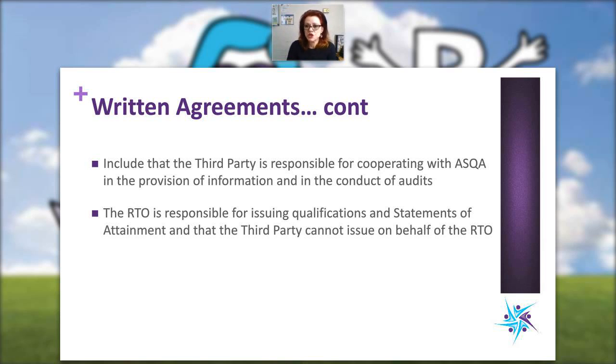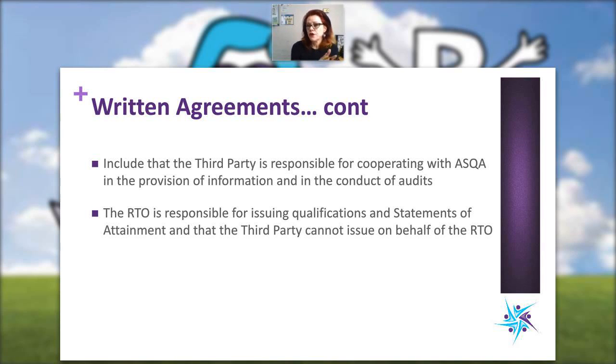So it could be assessment tools, student files, any other information that is required as per the standards, that data you need to collect in order to deem a student competent, and how you are ensuring that those students meet the requirements of the assessments. They may be contacted for the purpose of an ASQA audit, so that's why you need to notify ASQA of these third-party arrangements so that they're aware of them beforehand.